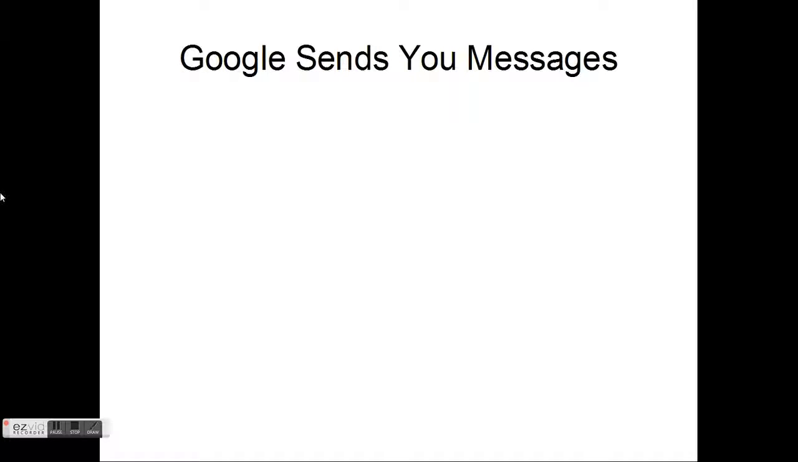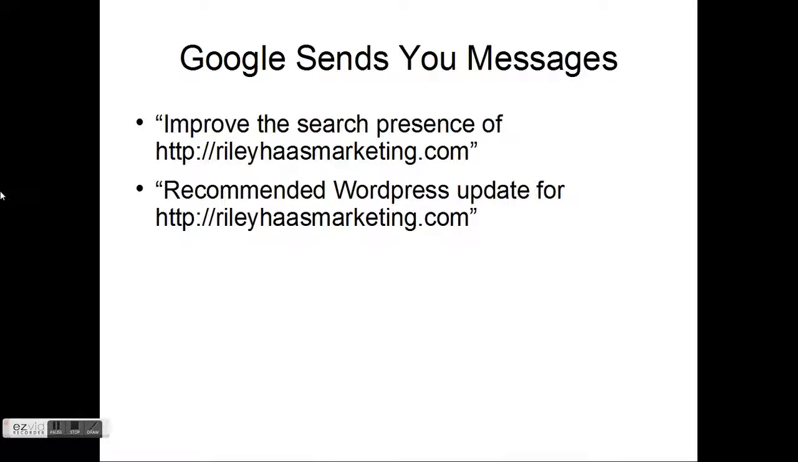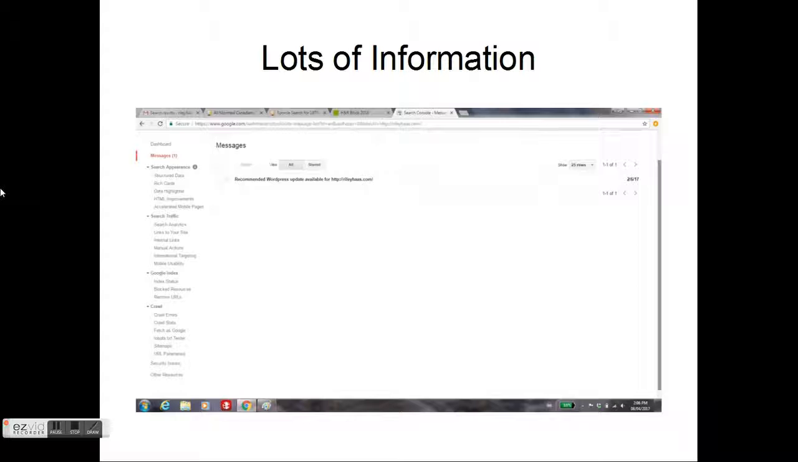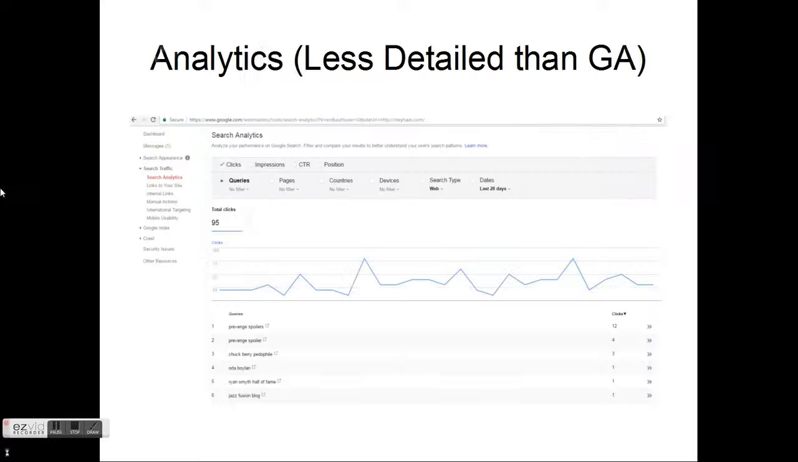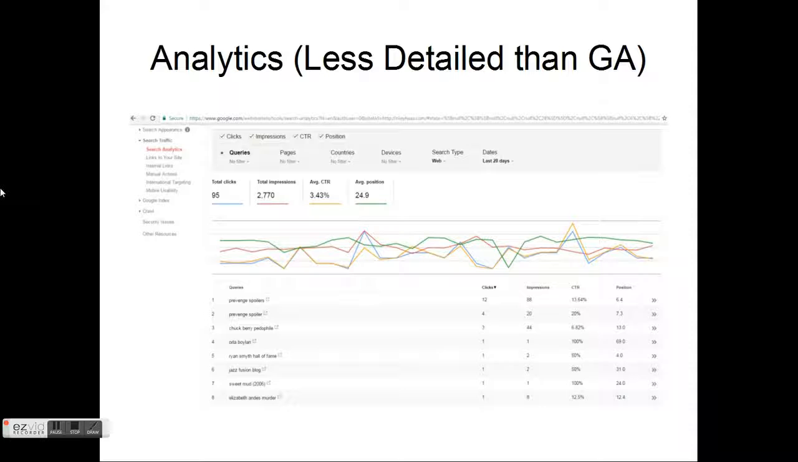Here are the messages that Google sends you. Here are some examples of messages. Improve the search presence of RileyHaasMarketing.com. Recommended WordPress update for RileyHaasMarketing.com, and so forth. There's lots of information you can see in the menu on the side there. So here's the analytics, for example. They're way less detailed than Google Analytics, but you can still look at them. It's more keyword oriented here.